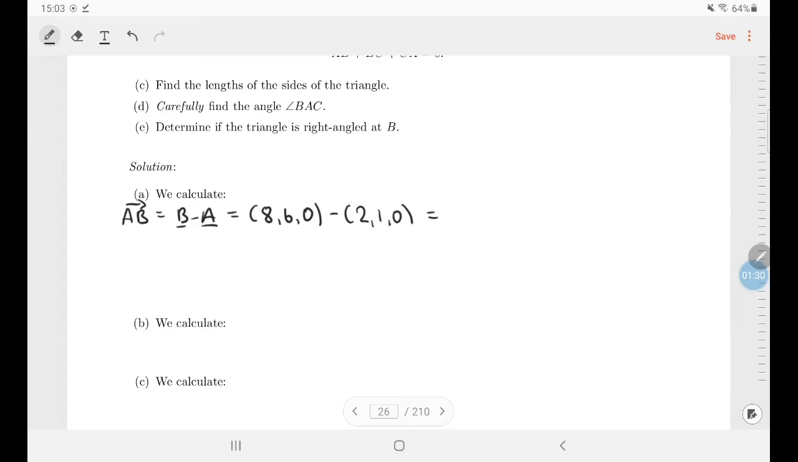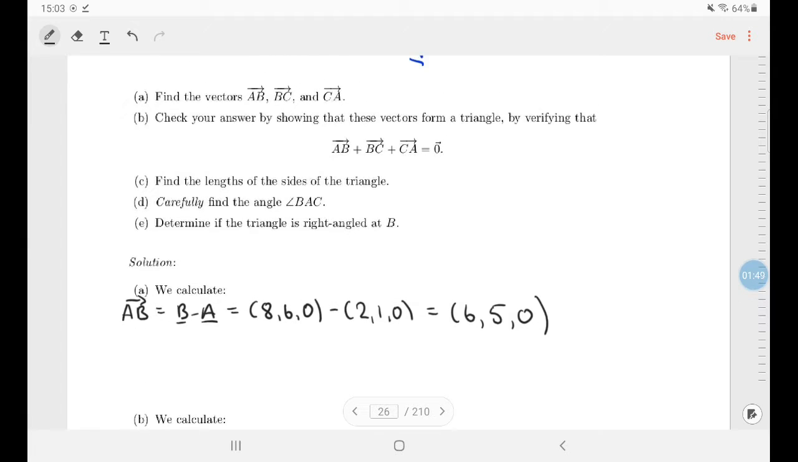And it will be a vector, so it'll have three components. 8 minus 2 is 6. 6 minus 1 is 5. 0 minus 0 is 0. And you can nearly just see that from the picture. How do you get from A to B? You go across 6 in the X, across 5 in the Y, but you don't go up at all.